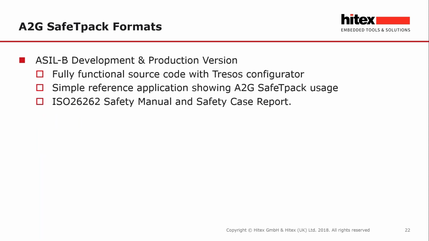Now, once you have custom hardware, once your own PCBs arrive, then you'll need to use the standard safety pack ASIL-B development and production version. And this is fully functional source code with all of the TRACEOS configuration facilities enabled. It comes with a reference application again, and the ISO 26262 safety manual and safety case report, and some additional documentation as well.